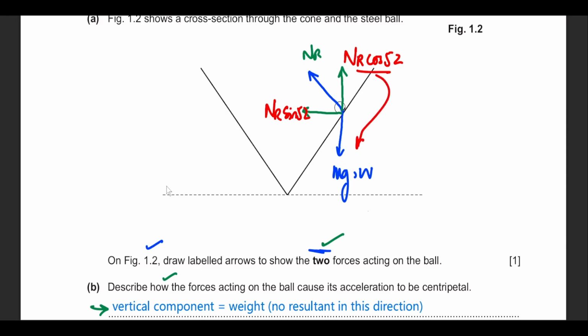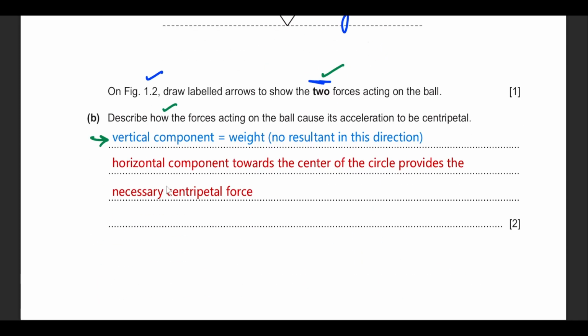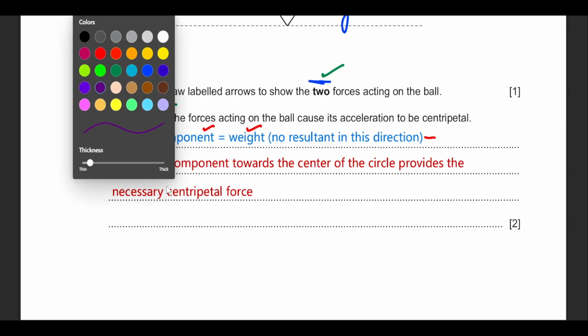This is equal to the weight. And since they are equal, the ball is neither falling down nor gaining height. It means that these two forces must be equal to each other, which is what he says in the answer, that the vertical component is equal to the weight. Hence there is no resultant in this direction, which means the ball is not going to experience any acceleration in that direction.